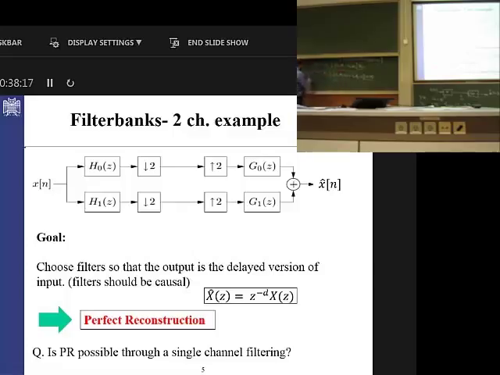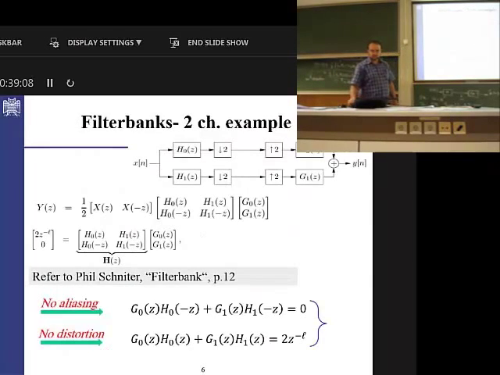This term with the coefficient that should be equal to this delayed version is due to the distortion. So if we want to have no distortion, this should be equal to this delay without distortion. So this is the condition for no distortion. And this part comes from the aliasing of X of z and X of minus z. So if you want no aliasing, this is the condition. That's the no aliasing condition. So the constraints that come after the simple equations, for no aliasing and no distortion, are mentioned here.